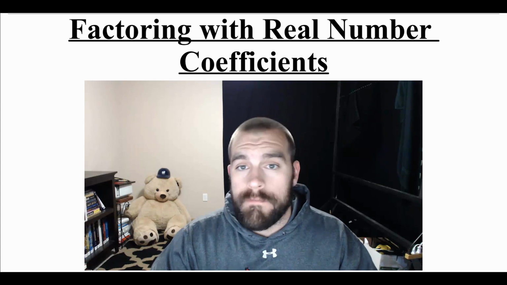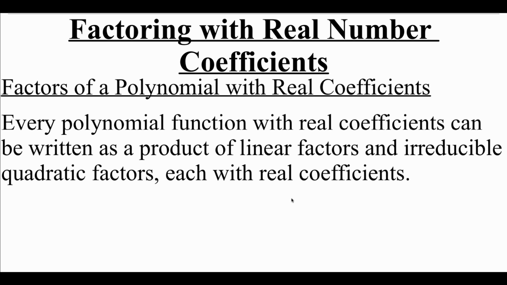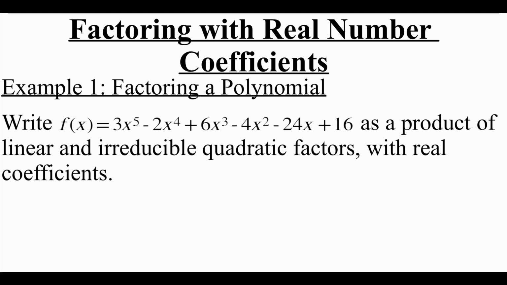In this video, we're going to look at factoring with real number coefficients. So when we're talking about the factors of a polynomial function with real number coefficients, every single polynomial function that has real number coefficients can be written as a product of linear factors and irreducible quadratic factors, and each one of those will have real number coefficients. So as we take a look at this example, I want to take this function and write it as a product of linear factors and irreducible quadratic factors that all have real number coefficients.